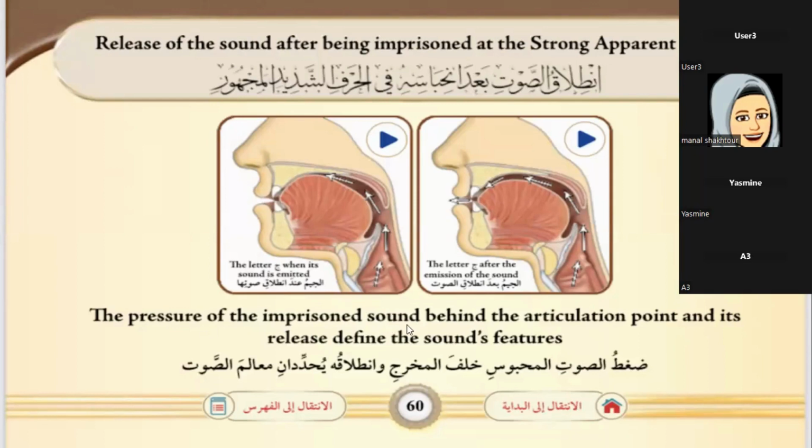So the pressure of the imprisoned sound behind the articulation point and its release define the sound's features. So the pressure is blocked and then it's released. There's a sort of explosion that happens, right? Because the air is blocked and it wants to get through and it's pushing and pushing and pushing, and then it finally gets through and explodes out.